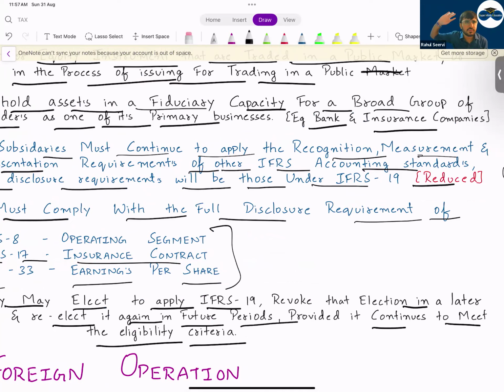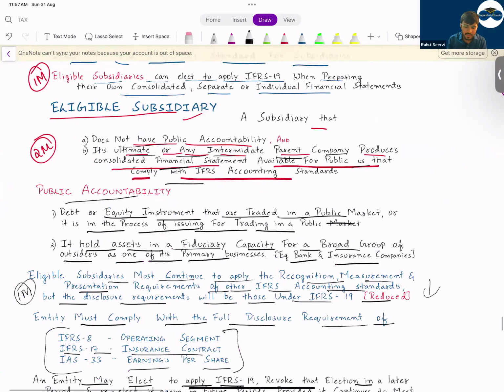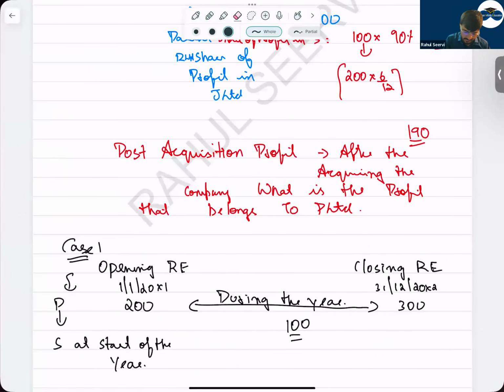It can continue n number of times. There is no limit here. So this is IFRS 19. Now, for IFRS 19 the question will be straightforward. They will give you a subsidiary. They'll say that it has accountability, etc. Whether this is an eligible subsidiary, you will say no, etc.